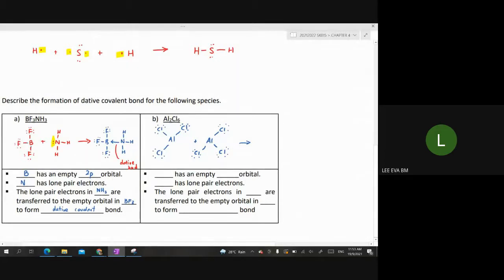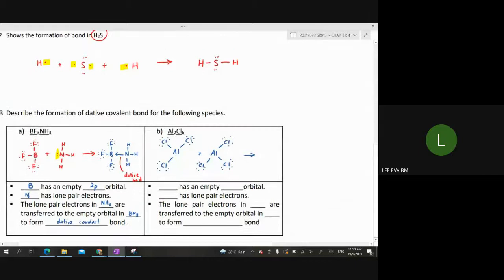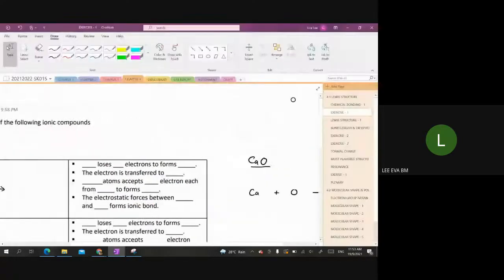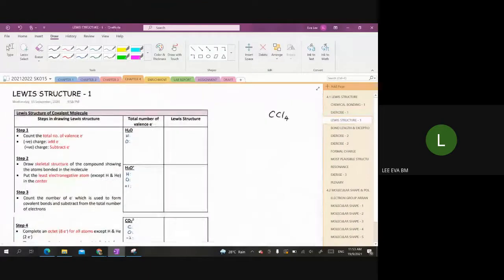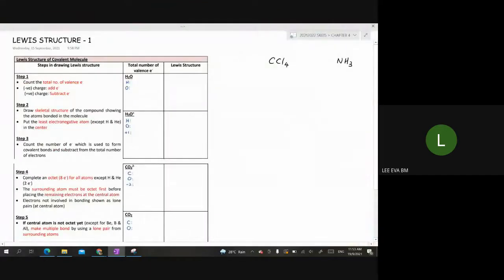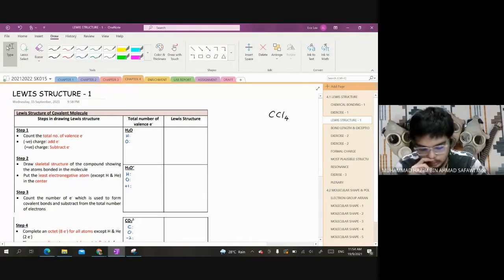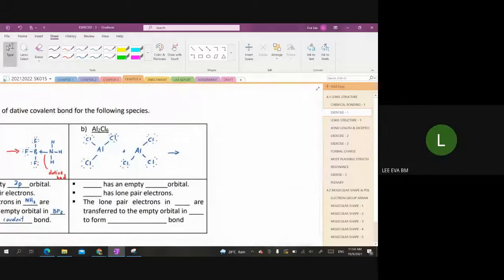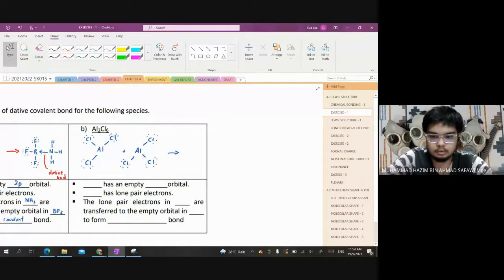Okay, remember to identify species A, species B. So for this one, Madam will give you the answer to check for the next sessions lah. Okay, come to the next difficult part, which is about the Lewis structure. Yes, can you show the structure for the AlCl3 one more time? Okay, sorry. Right, hold on.